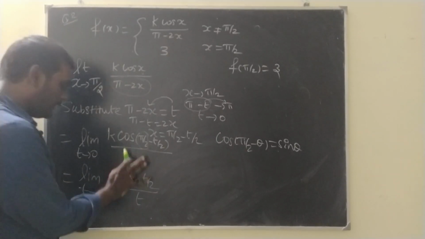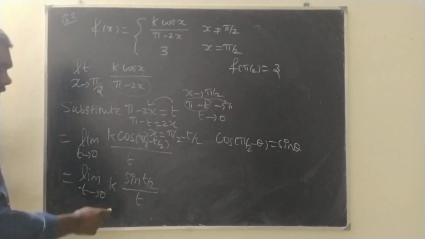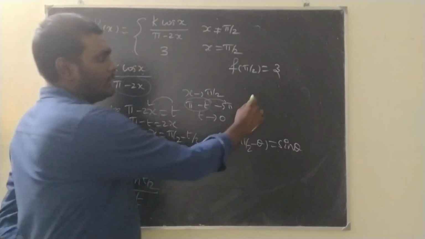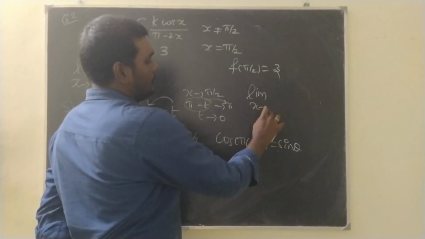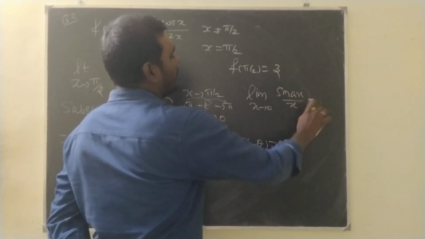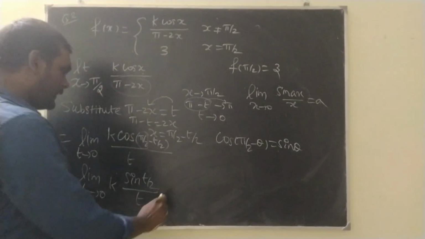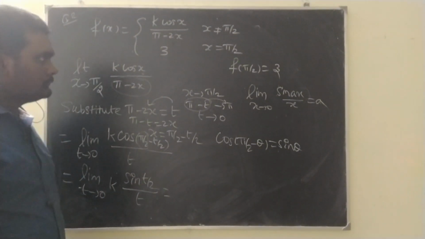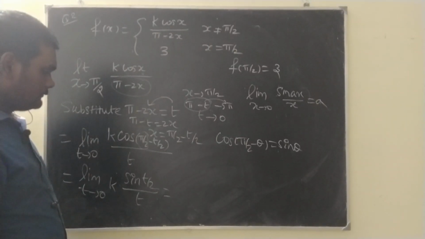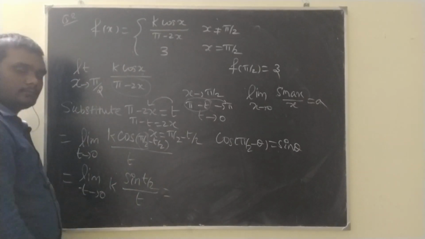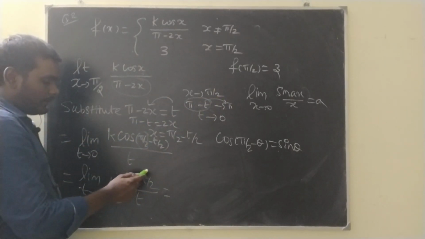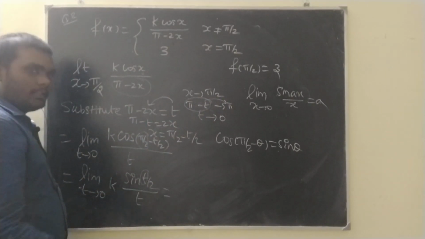Now this k is different. We'll keep this k aside. t tends to 0, sin t by 2 by t. Remember that identity, remember that formula: limit x tends to 0, sin ax by x is equal to a. Here what is the value of a? Except x, everything we should say as a. It is 1 by 2.